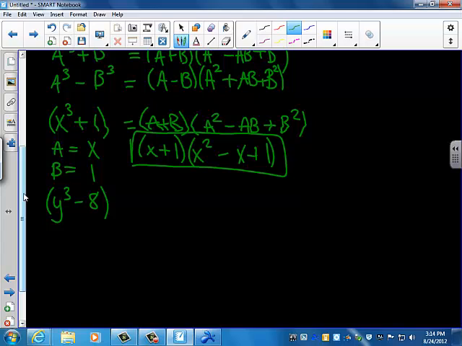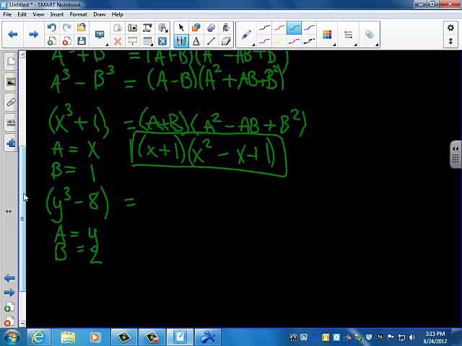Okay, what's my a? My a here is going to be, well, the cube root of y cubed is y. And what about my b? Well, my b here is going to be the cube root of 8, which is 2. Now, as far as sign changes, you're not going to tell me it's negative 2, because signs here don't matter. Your formulas take care of your signs.